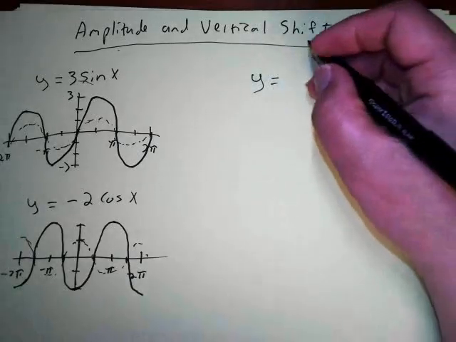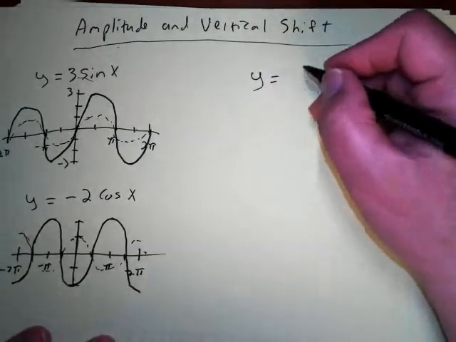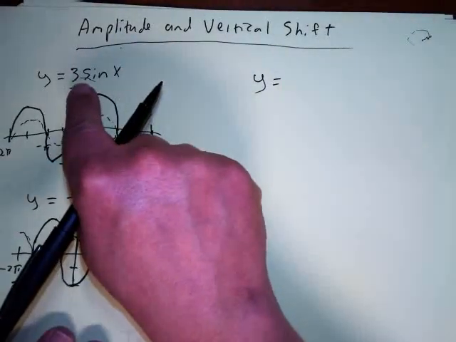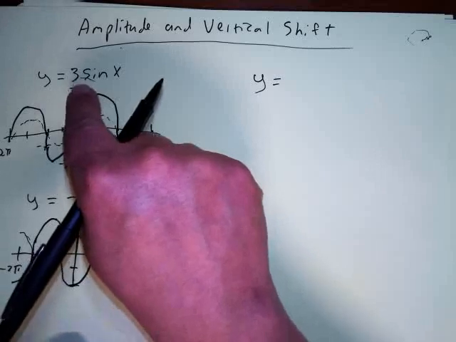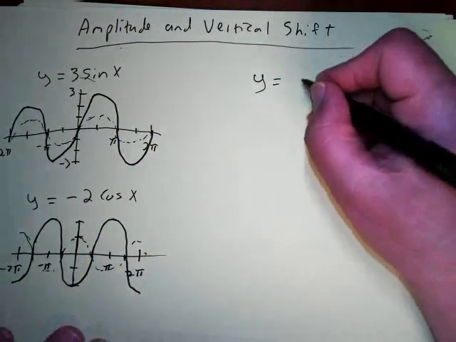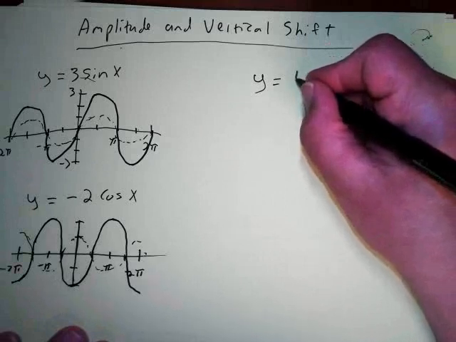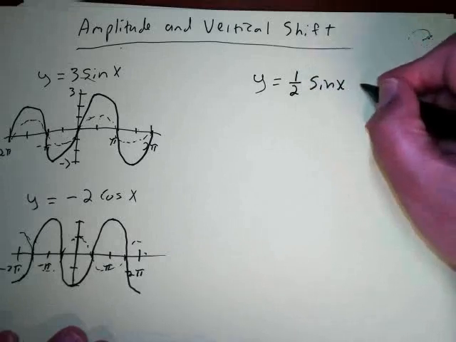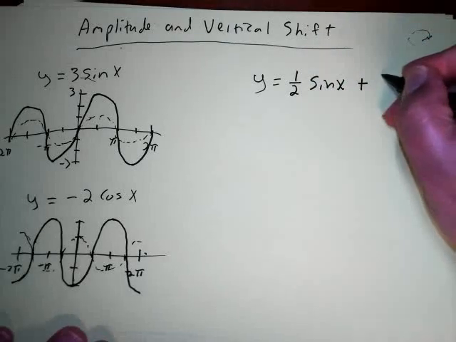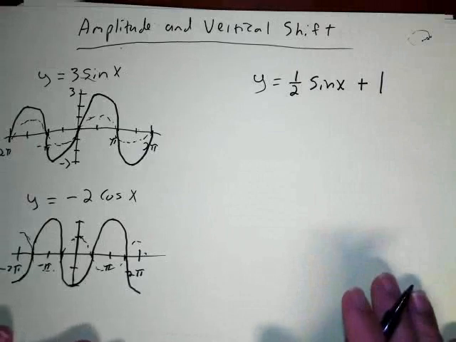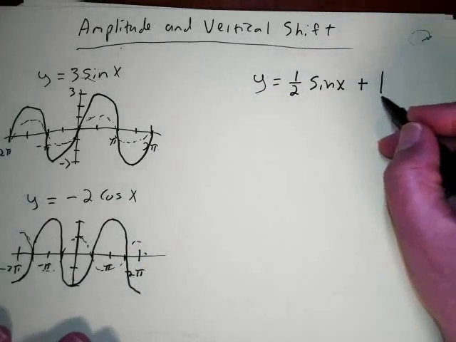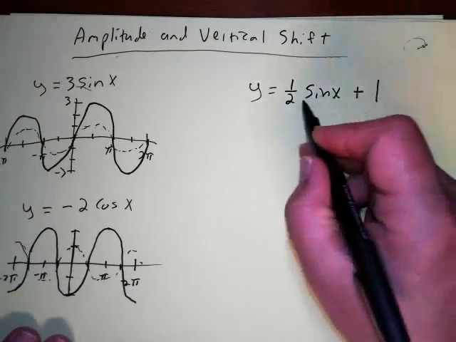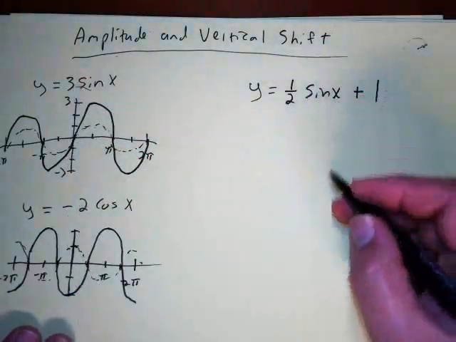So let's just say I have, we'll say, oh, and by the way, I didn't do one of these, but maybe I'll do it right now. I'm going to change the amplitude, but I'm going to have half sine x, but then I'm going to move that whole thing up 1. Okay, so the vertical shift is adding or subtracting a number on the outside. Okay, the amplitude is multiplying by a number.